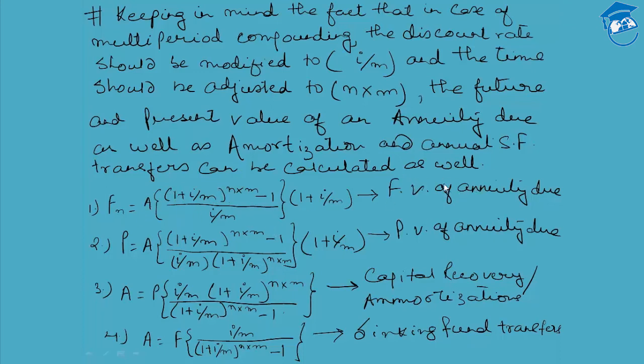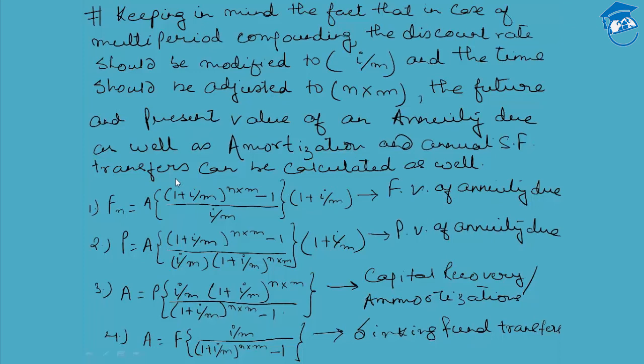The first condition is the calculation of the future value of an annuity due. Fn is equal to A into [(1 plus I upon M) raised to power N into M minus 1], whole upon I upon M, multiplied by (1 plus I upon M). We are using this term 1 plus I upon M as a multiplier because we know that since it is an annuity due, one full period's interest earning should be taken into consideration.